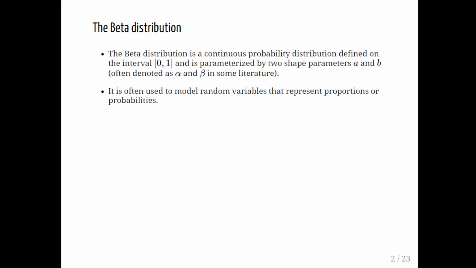Okay, in this exercise, we're going to look at a probability distribution. The probability distribution is not specifically named in the question, but we'll talk about it here. It is the beta distribution. This is a continuous probability distribution defined on the interval 0 to 1 and is parameterized by two shape parameters a and b, also denoted alpha and beta in some literature. It is often used to model random variables that represent proportions or probabilities. And one more point to add is that it is used quite a lot in Bayesian statistics.